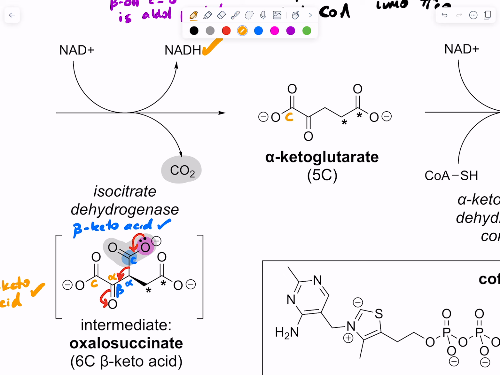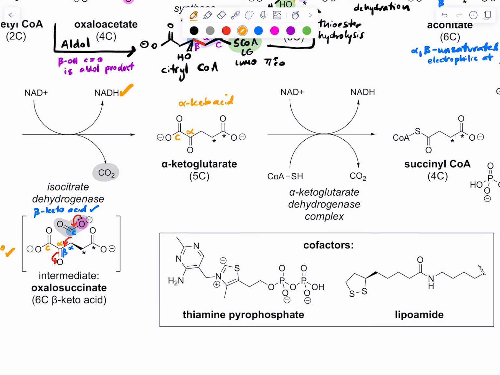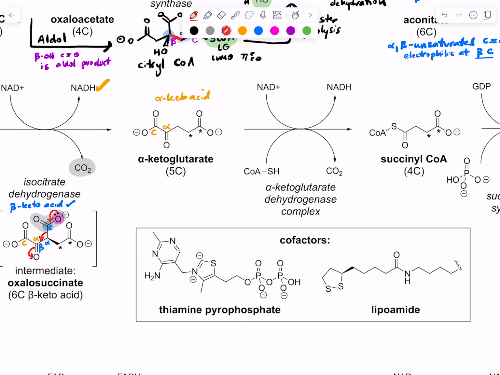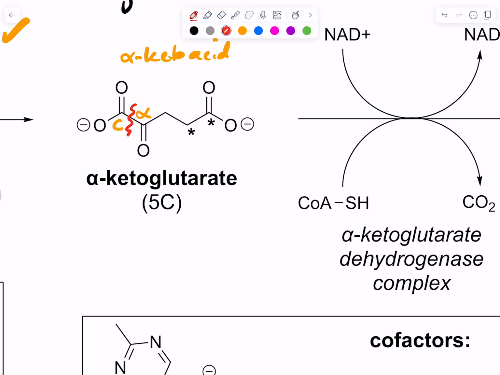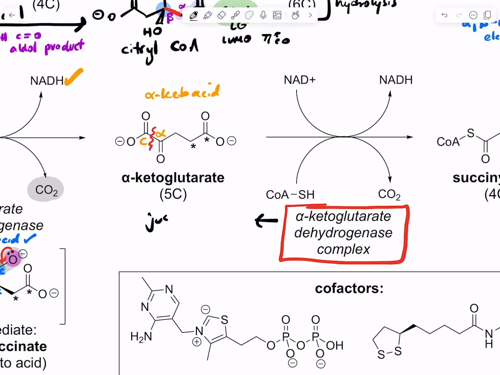Alpha ketoglutarate is an alpha keto acid, and we can lose CO2 from this alpha keto acid. This is the bond between the carbonyl carbon and the alpha carbon that's going to get broken. We can do that with what's called the alpha ketoglutarate dehydrogenase complex, and it works just like the pyruvate dehydrogenase complex. So you've seen that before. We'll go through it again so that you can appreciate it again, but the chemistry is exactly the same.